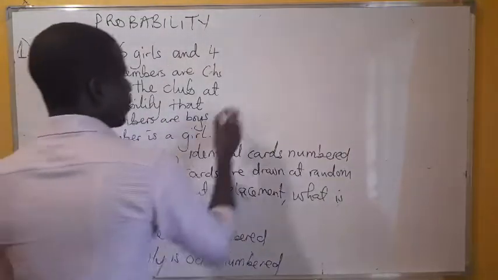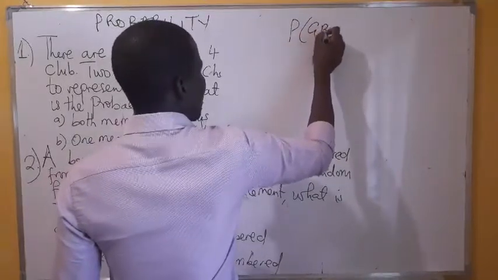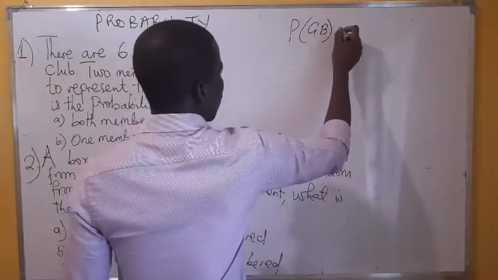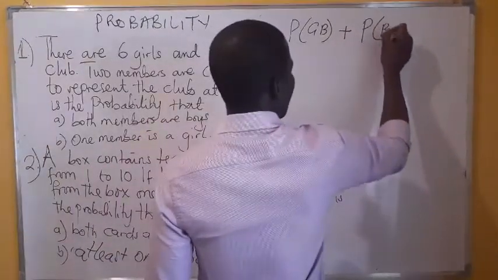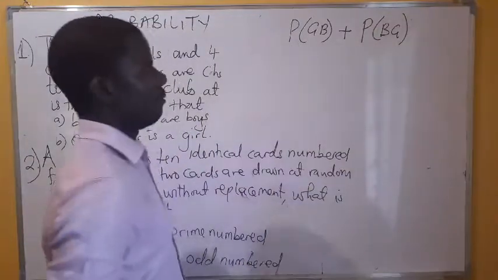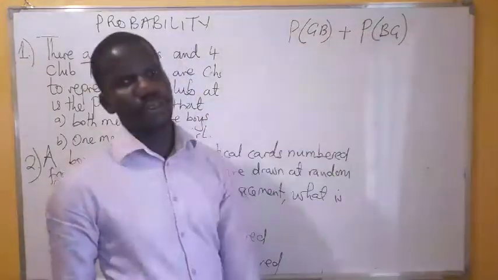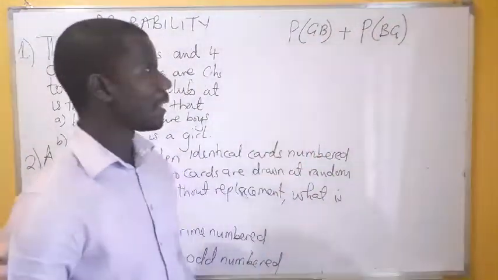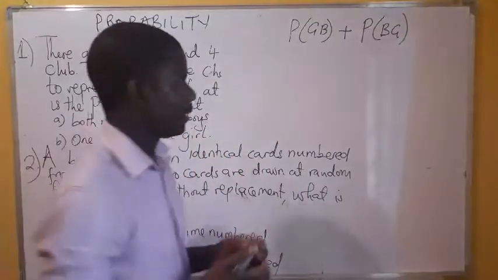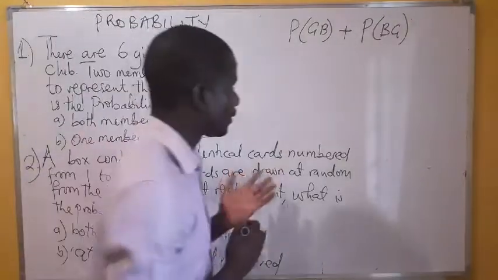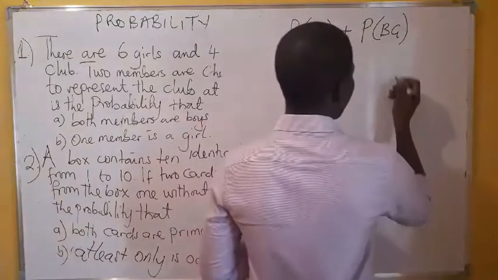So, here, we are looking at a probability of having a girl and a boy, or the probability of a boy and a girl. A girl must be there because we've been told that one member is a girl. So we can either have this or this one. That is what we're expecting here. Now, I want you to pay attention. I've not drawn a tree diagram, but I'll still come to where we can use a tree diagram.